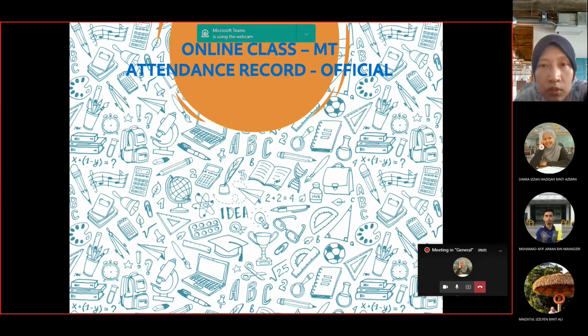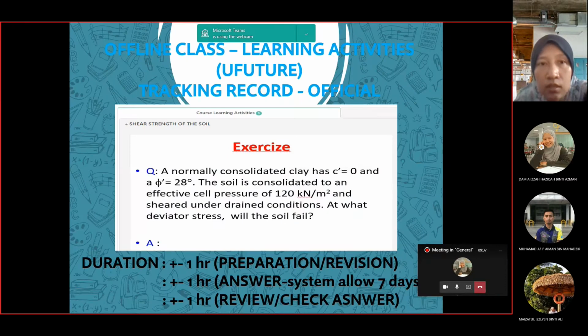And the next one, besides UFuture as the online recorded attendance, we're going to have MT as well. Right now, when you attend the online lecture on MT, I can see the students' name list at the top bar. So when we end the recorded session, I can download the attendance list. From there, I can see how many students have joined the online session. That's about the online class.